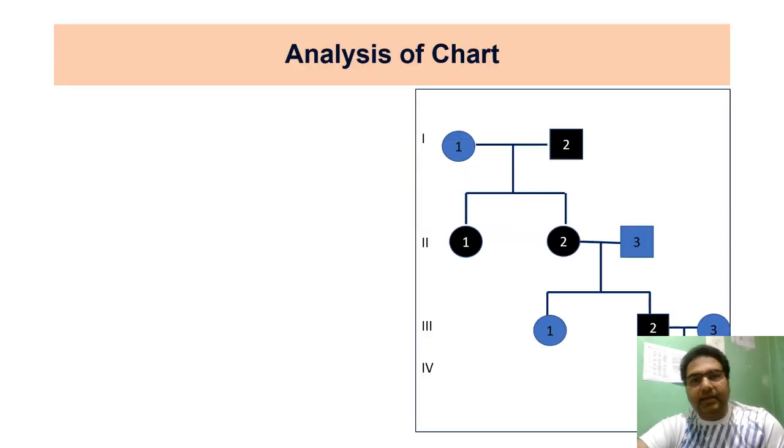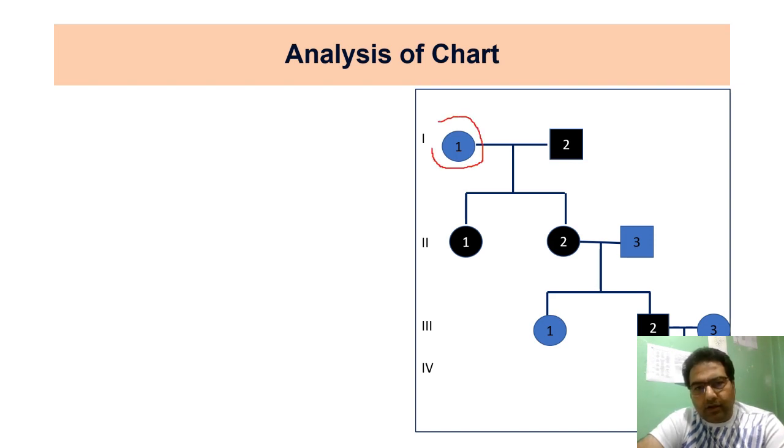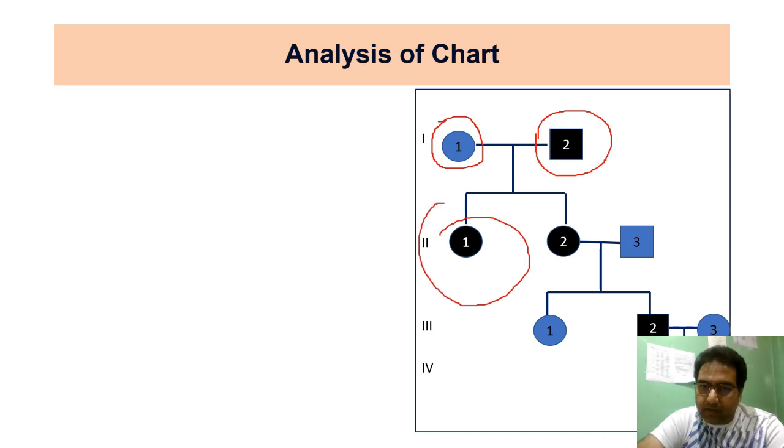Now, let us analyze this chart. We are seeing here that this normal female married an affected male, and they gave rise to two daughters, and both daughters, this one and this one, are diseased.